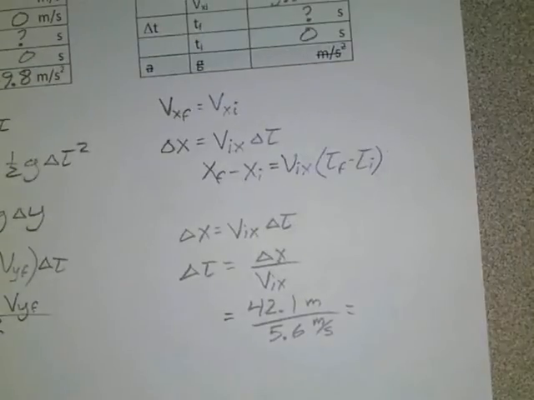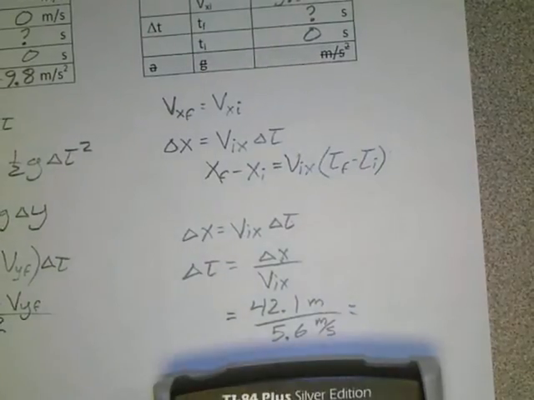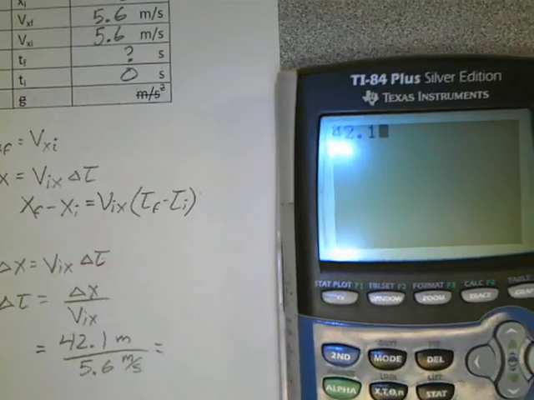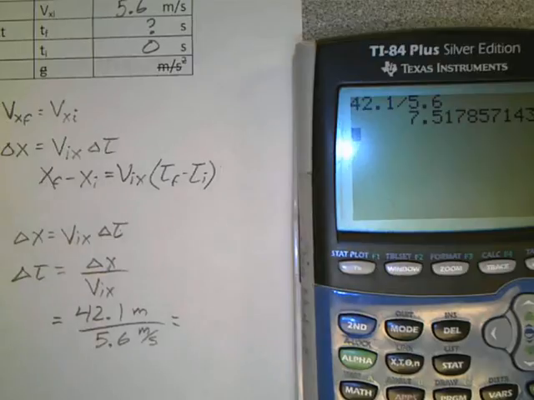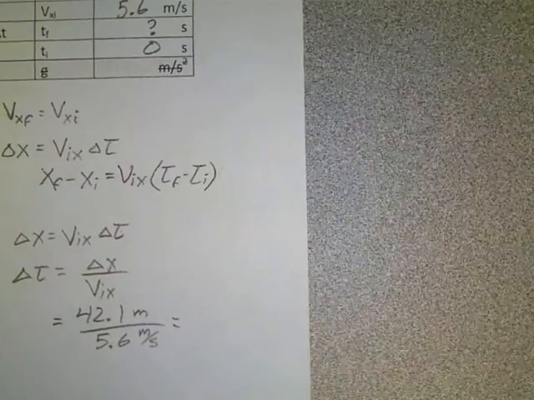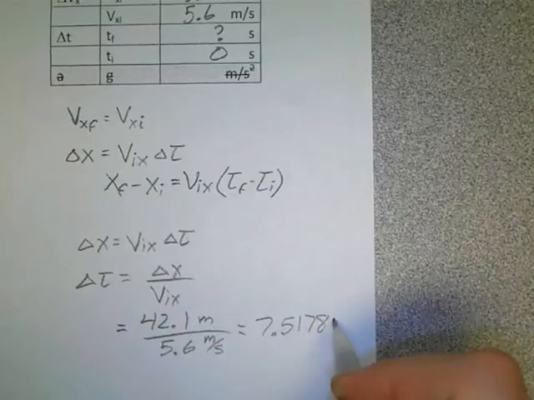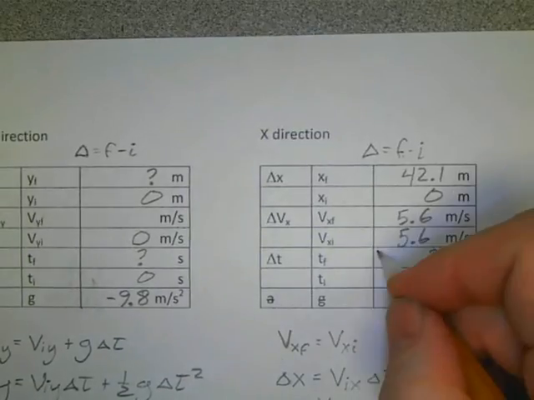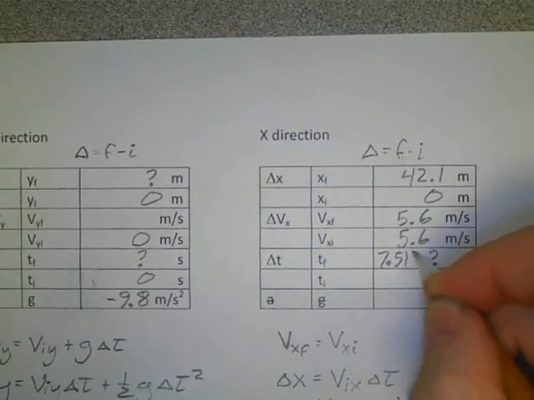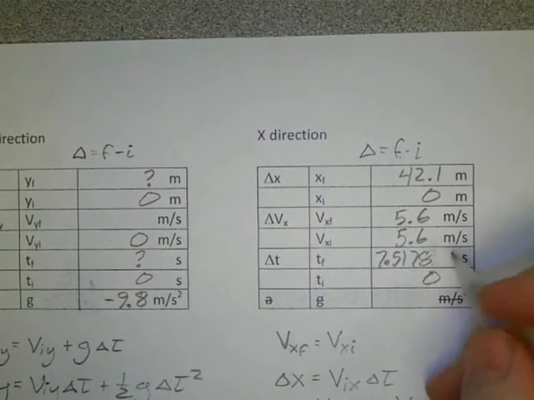Grabbing my calculator. 42.1 divided by 5.6. So it's about 7.5 seconds. We'll put down a few digits. So I can fill in my time up here, the 7.517 blah blah blah seconds. And I also know my time over here now.